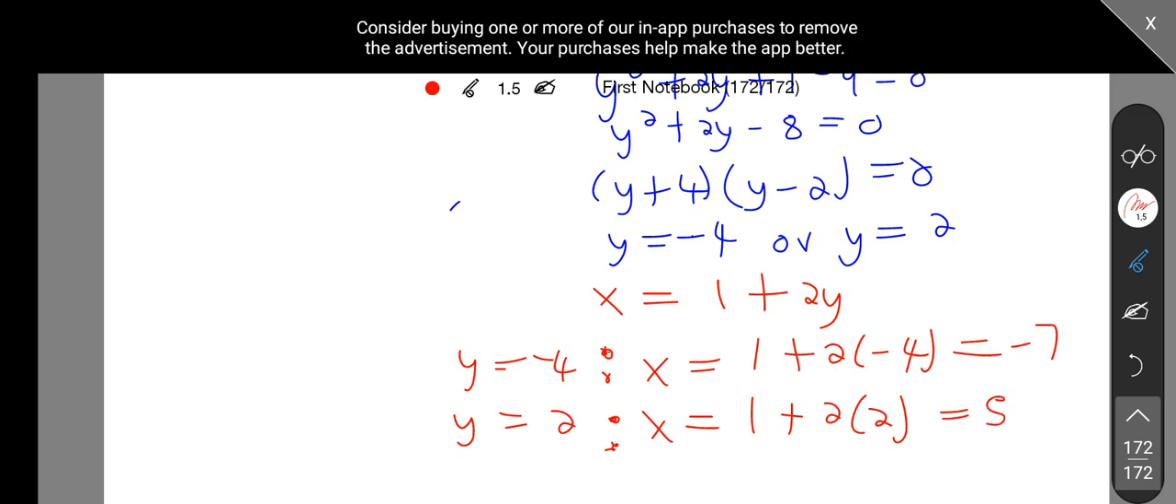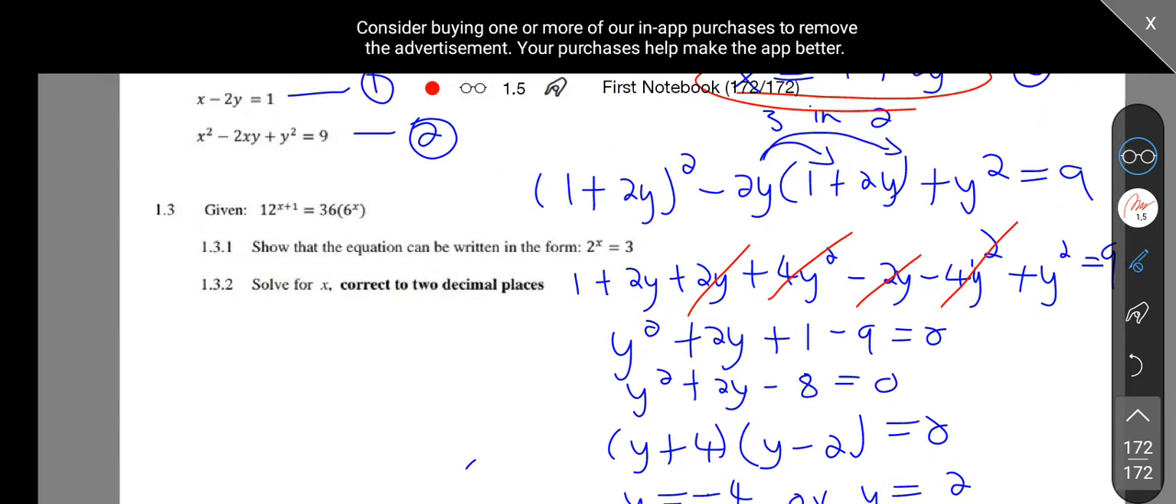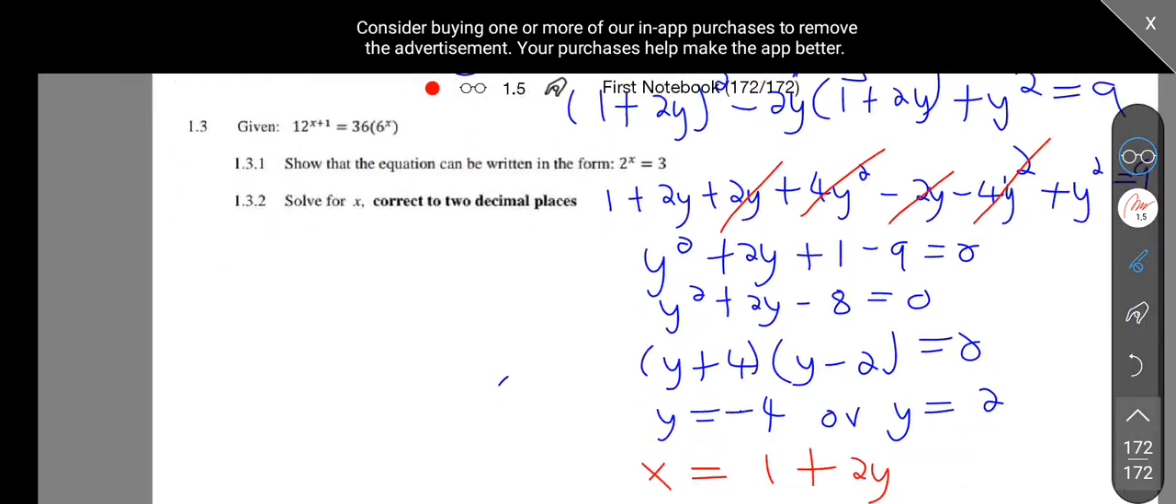This means that when the value of x is negative 7, the value of y is minus 4. And if the value of x is 5, the value of y is 2. And these are the solutions for this simultaneous equation problem.